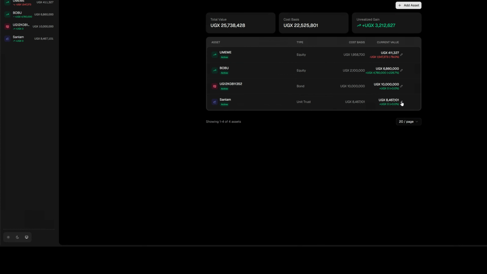Confirming purchase raises both the cost basis and the current value by 2 million. So the two stay in sync and there is no unrealized position. The new balance will be 8,467,000 shillings, but with zero gain or loss.